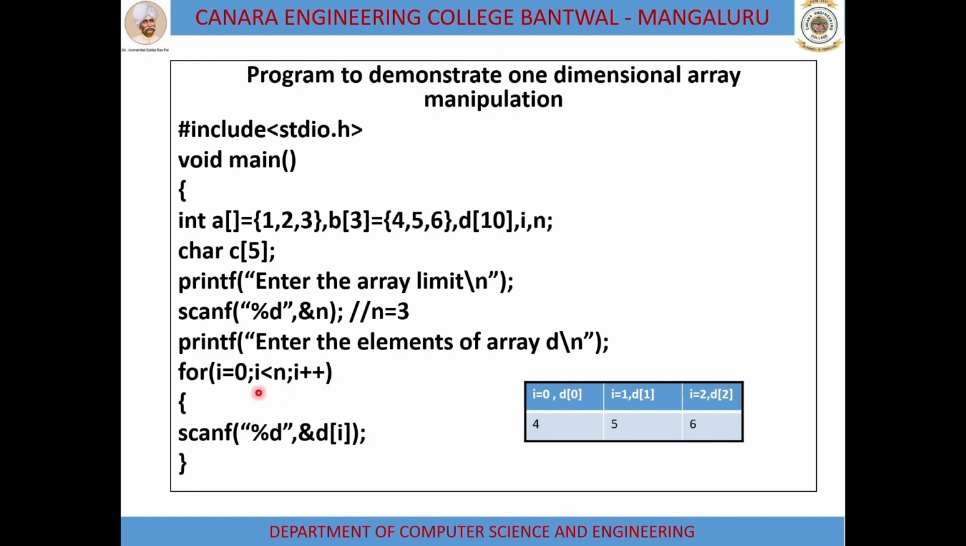So 2 is less than 3, the condition is true, so control will come back inside the for loop, and this time the value we give will be stored in d of i, that is d of 2. I have taken 6 as an example here, so 6 will be stored in d of 2. Now i will be incremented by 1, i becomes 3. Once i becomes 3, the condition i is less than n, 3 is less than 3, fails, so control will come out of the for loop.